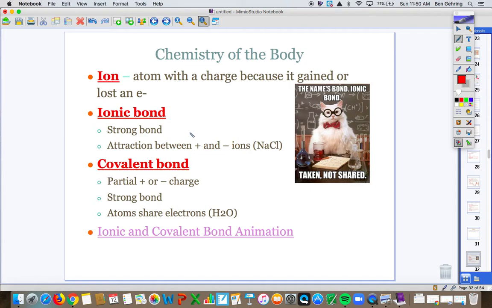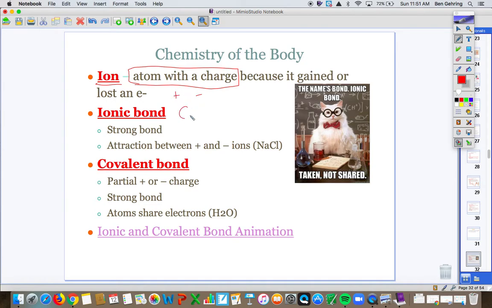When we talk about atoms, we talk about chemistry of the body. Atoms are neutral particles. They have the same number of protons and electrons, they have no charge. We talk about ions, these are atoms that have a charge, because they gained or lost an electron. Because we have atoms that get a charge, we can have both positive and negative charges. And so, just like everything else in life, opposites attract.